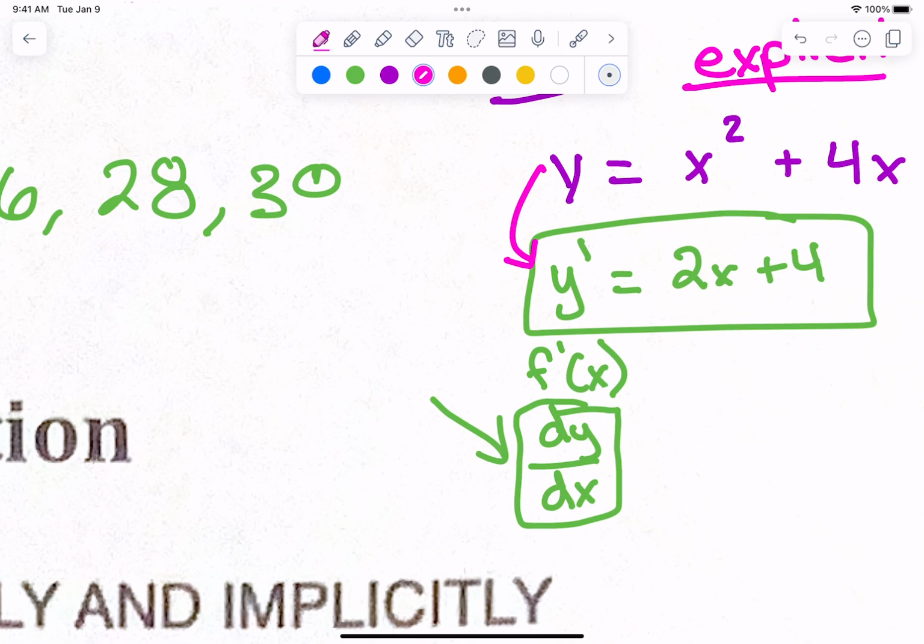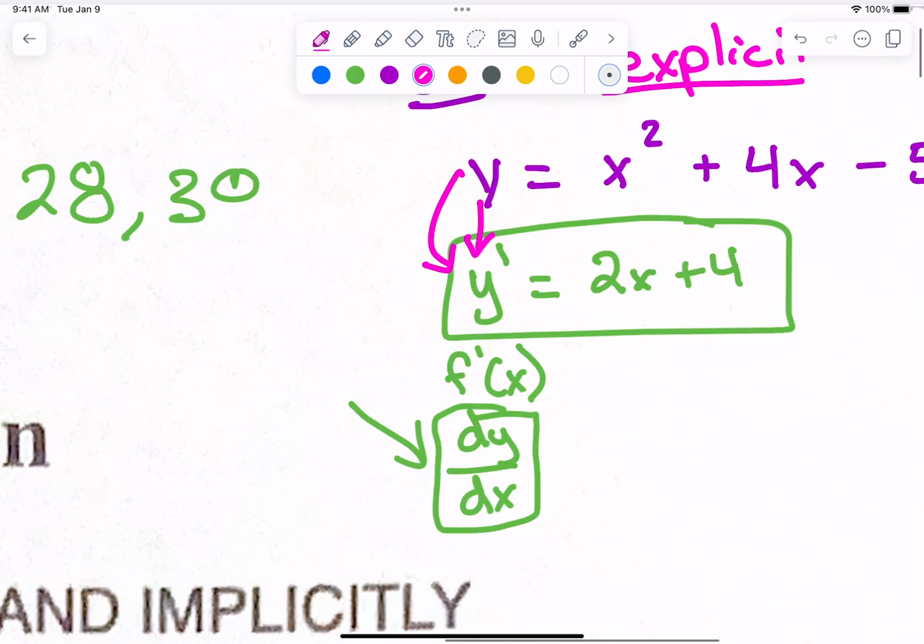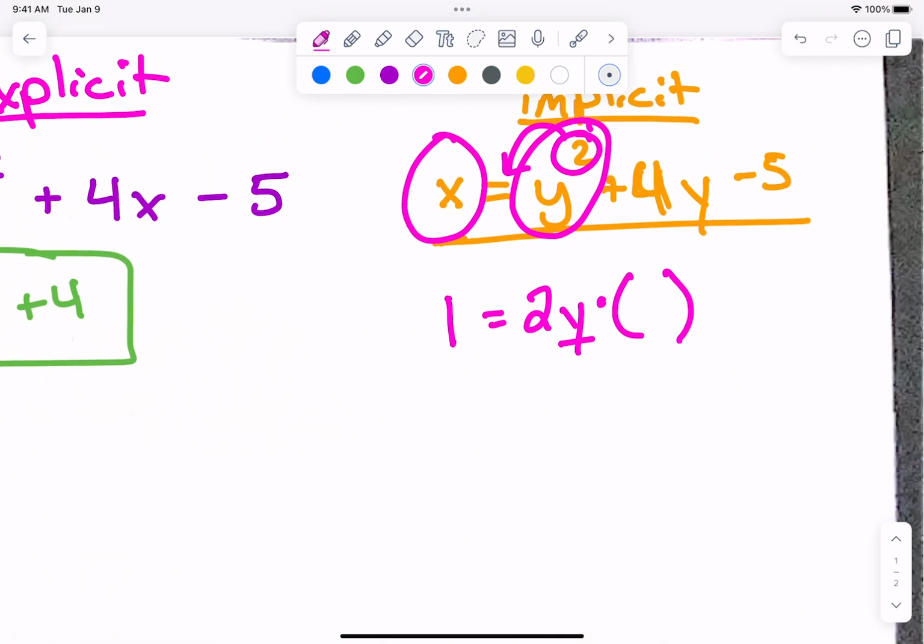2x. Y prime, right? What's the derivative of y? Y's derivative is y prime. Got it? That's what we label him as, right? So it's 2y times y prime. Got it? Do you see how that works?